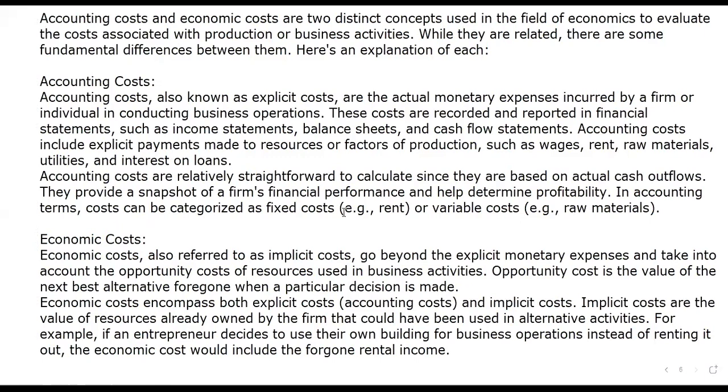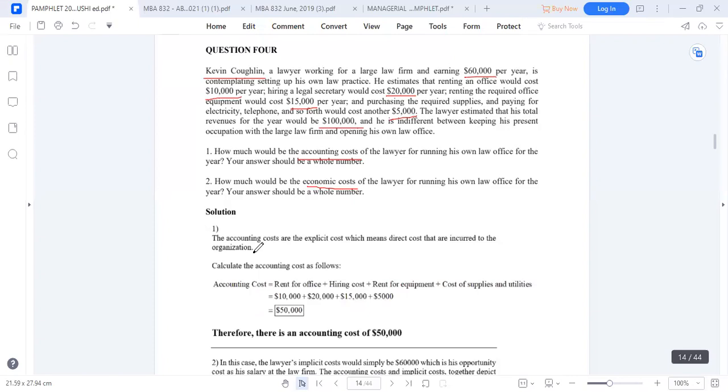When I'm looking at accounting costs, they look at values that we actually paid for, like rent and raw materials. So we want to calculate Mr. Kelvin's accounting and economic costs in this equation. The accounting costs are direct costs. So we're going to calculate the rental which he paid for the office, hiring costs, the rental for the equipment, the cost of supplies and utilities. So the total is coming to about what? 50,000. So this is what we call the accounting cost.